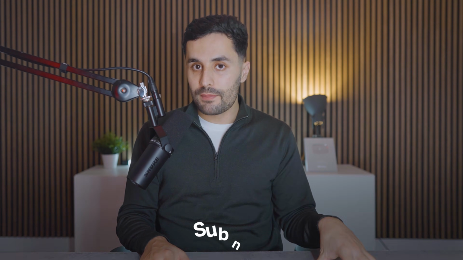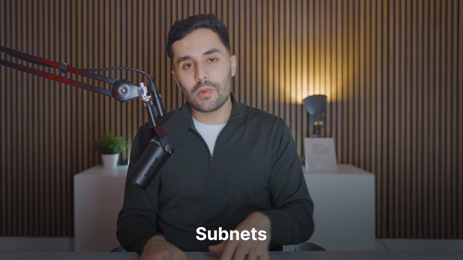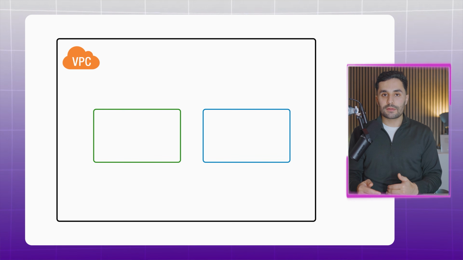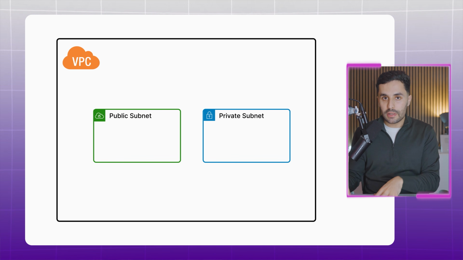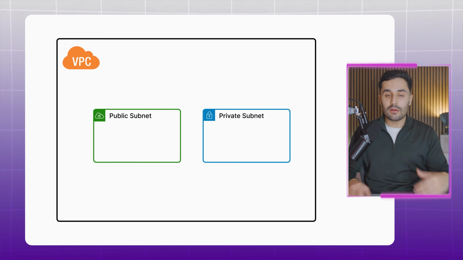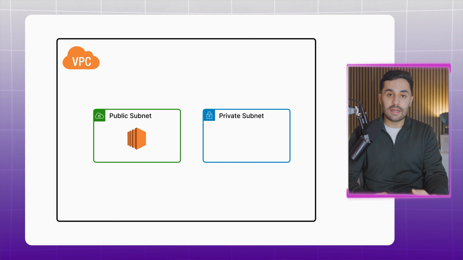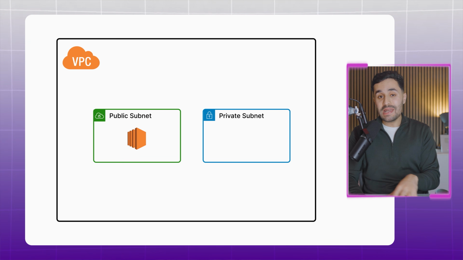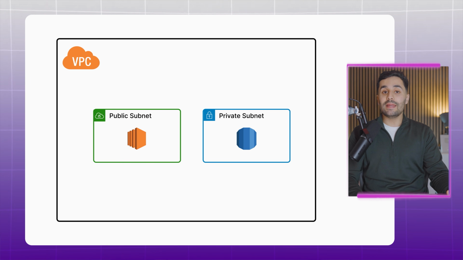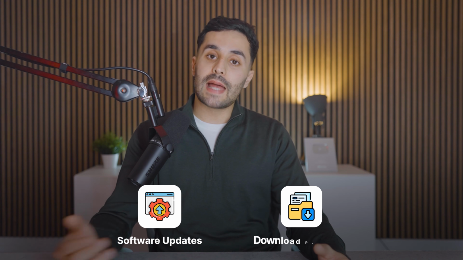Inside of your VPC, you can organize your network using what we call subnets, which we mentioned earlier, but let's do a quick refresher. You've got two types of subnets: public and private subnets. Public subnets are where you put your resources that need to communicate directly with the internet, like your web servers that need to accept incoming traffic from users. Private subnets are for resources that should never be directly accessible from the internet, like your databases or your internal services.